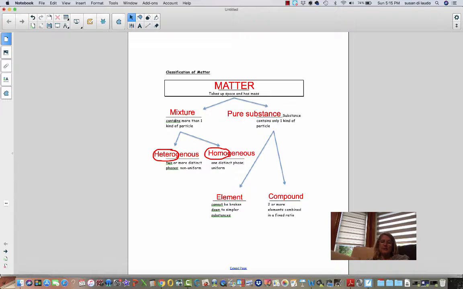Mixtures, we can see definite differences in heterogeneous mixtures, different phases, they're not uniform, or the mixture all looks the same in the homogeneous side. Okay, so that's how we classify matter. And in grade 9, we kind of looked at these different parts of matter. In grade 10, we're going to focus on these elements and compounds and how they react.